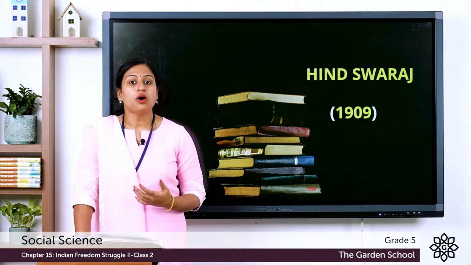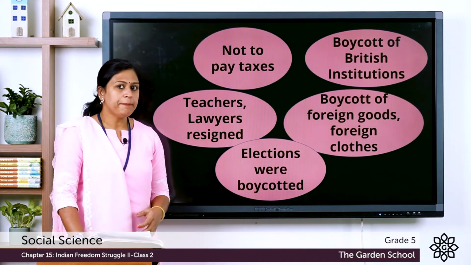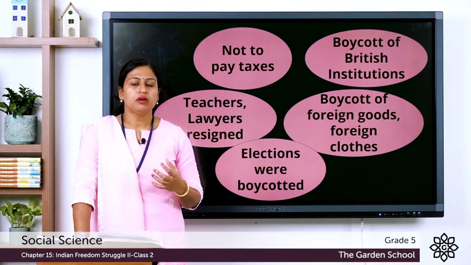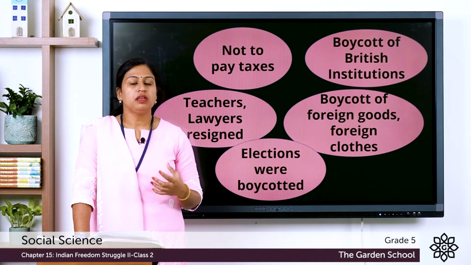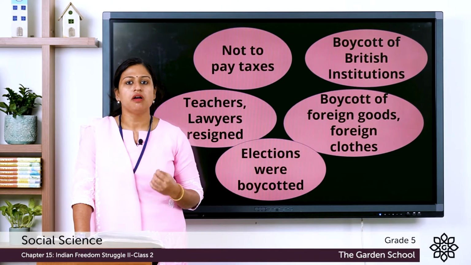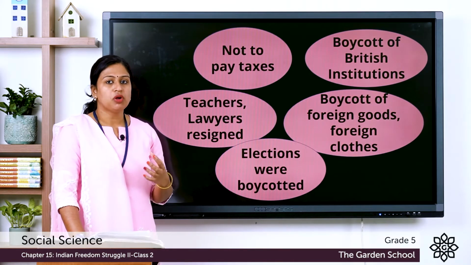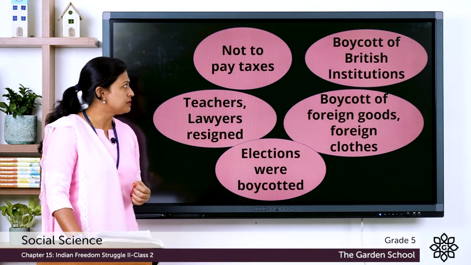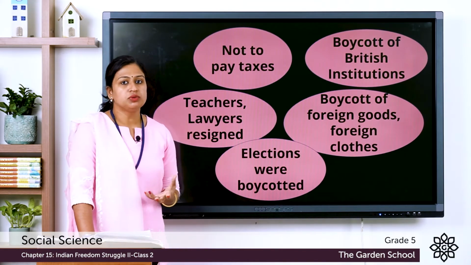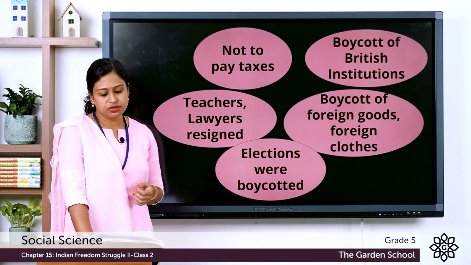Now let's discuss how the people participated in the non-cooperation movement. Mahatma Gandhi urged people not to pay taxes. You all know that at that time the local farmers were forced to pay taxes even though there was drought or flood. So through this movement, Mahatma Gandhi urged the people not to pay taxes to the Britishers. As a result of this non-cooperation movement, the students started leaving the British schools, colleges and institutions.